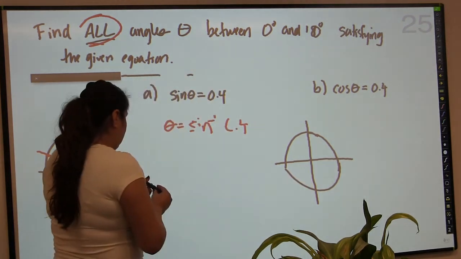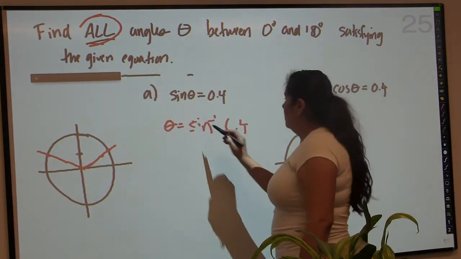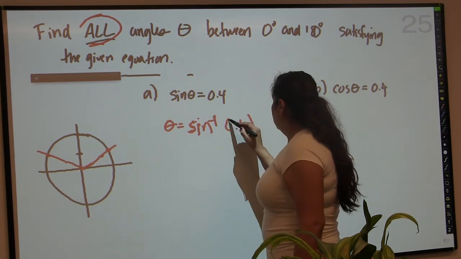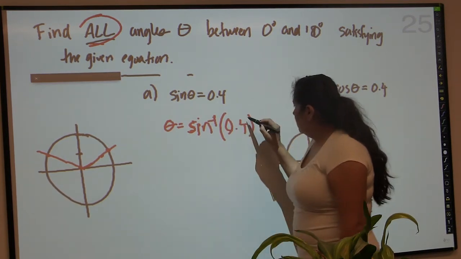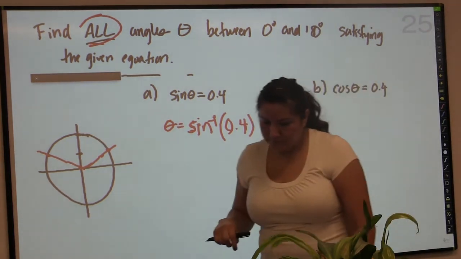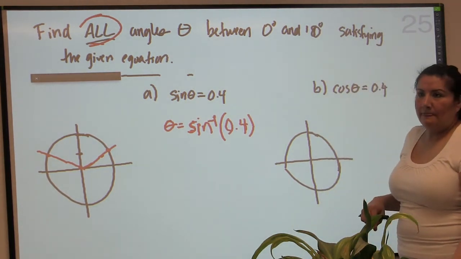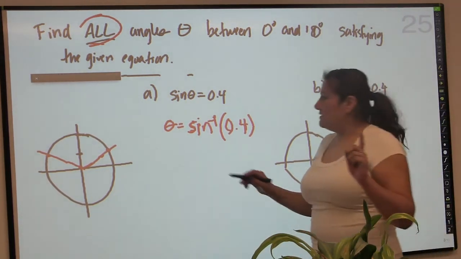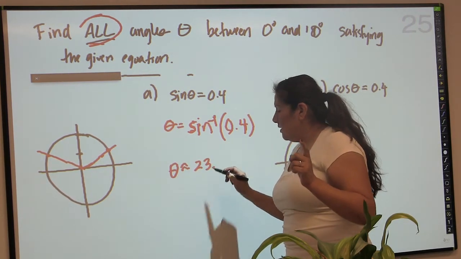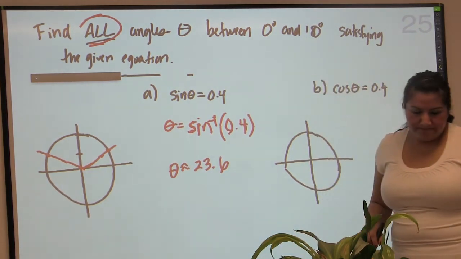It's 0.412. What did you get? 0.412. No, wrong mode. You've got to be in degree mode. So what was it? Theta is approximately 23.6, I guess. Okay?